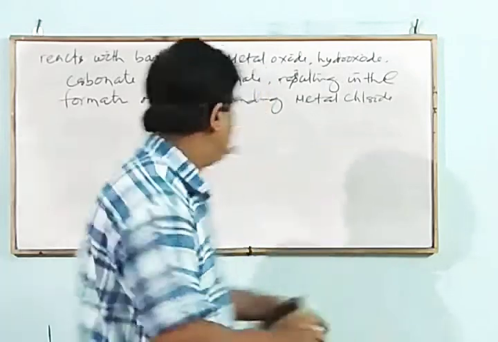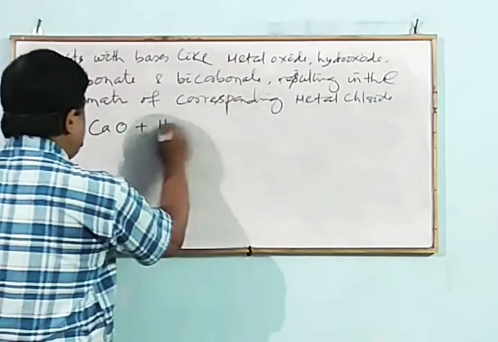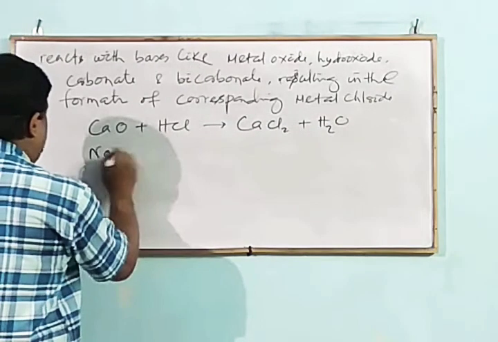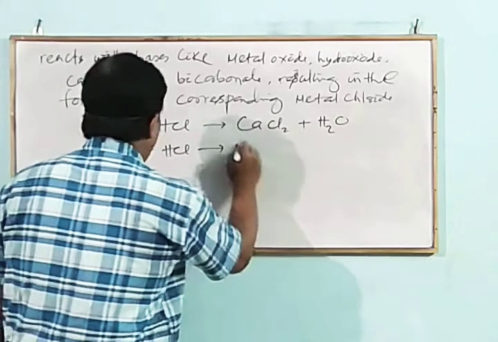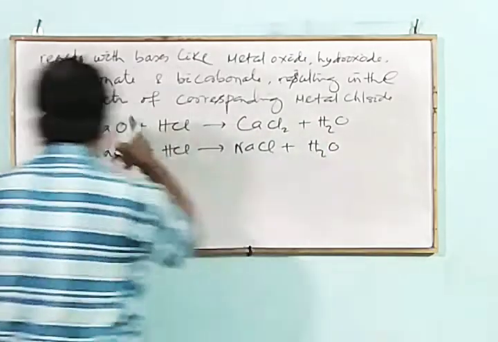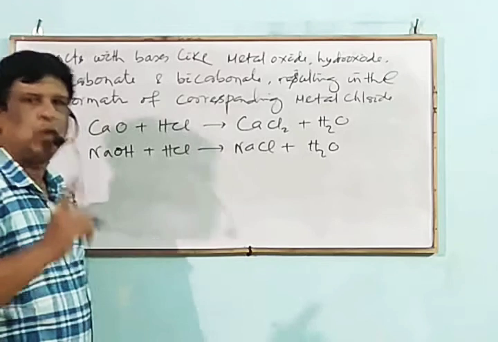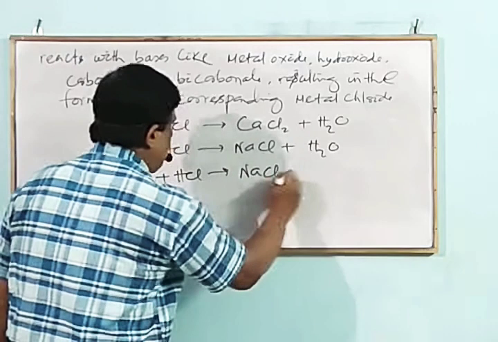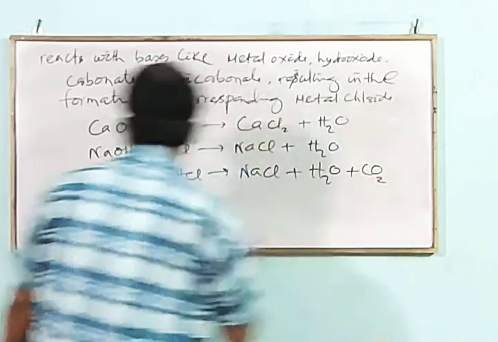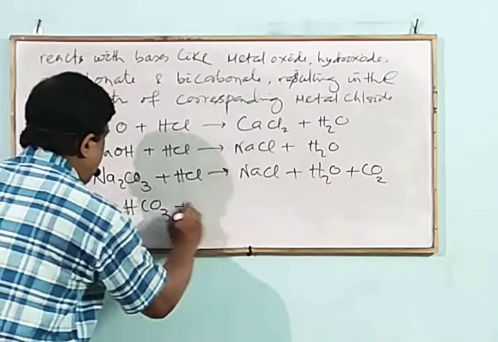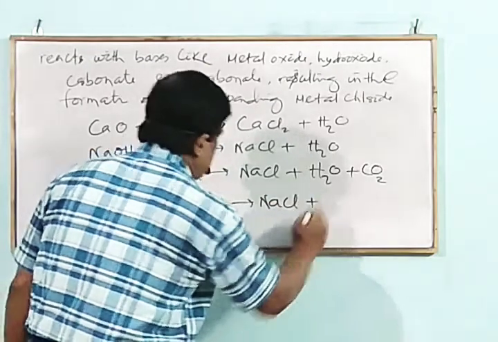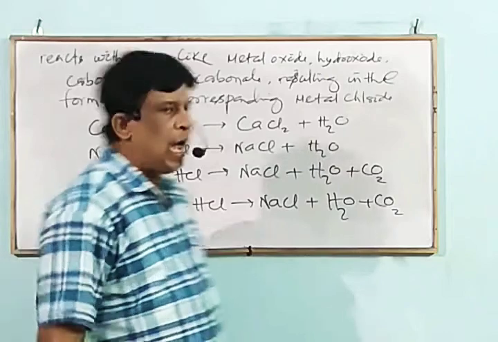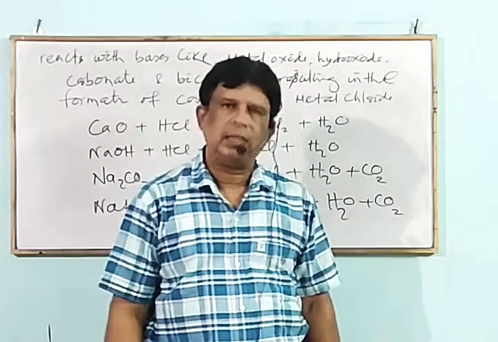Let us discuss one by one. Metal oxide: calcium oxide reacts with hydrogen chloride to form calcium chloride plus water. Sodium hydroxide reacts with hydrogen chloride to form sodium chloride plus water. Oxide part over, hydroxide part over. Next we go to carbonate. Sodium carbonate reacts with hydrogen chloride to form sodium chloride plus water plus carbon dioxide. Sodium bicarbonate reacts with hydrogen chloride, resulting in the formation of sodium chloride plus water plus carbon dioxide. These equations make it clear that hydrogen chloride or hydrochloric acid behaves as an acid.